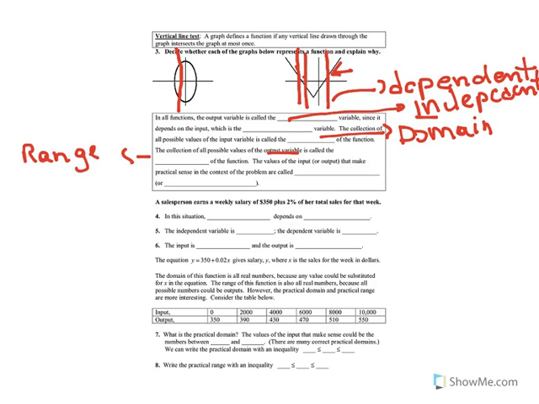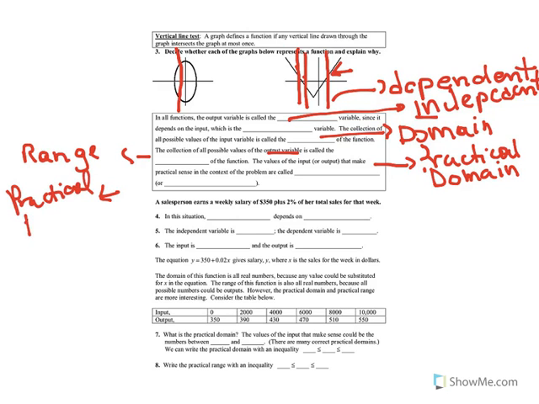Now, we have a domain and a range. We have values that make practical sense in the context of the problem. Those values make up what we call the practical domain and the practical range. Okay?